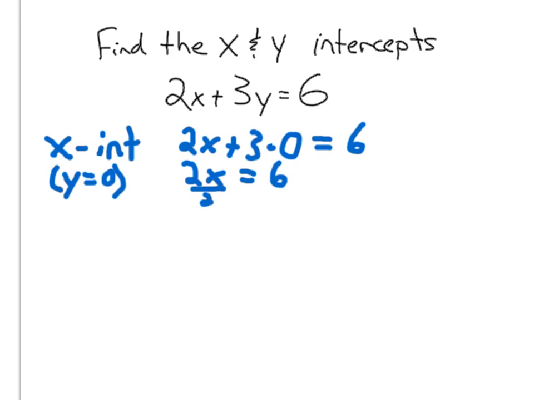And then we divide by 2, and we get x equals 3. So the x-intercept is 3. We're going to write that as an ordered pair, 3, 0. So that's where this graph crosses the x-axis.